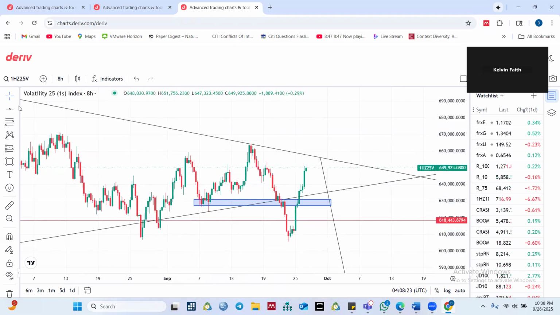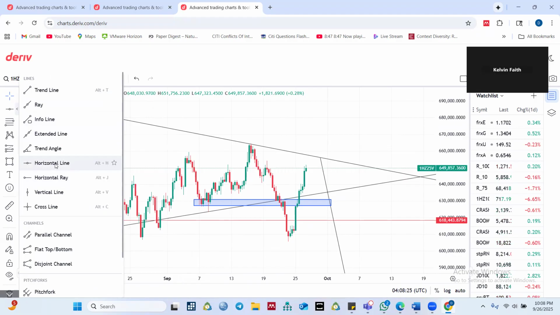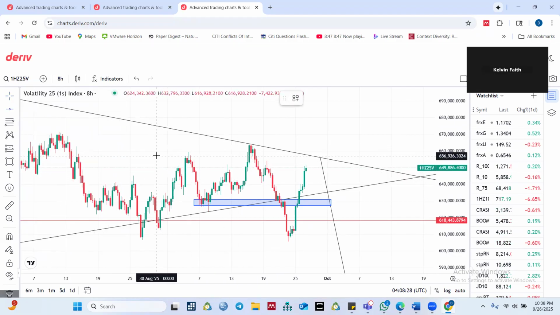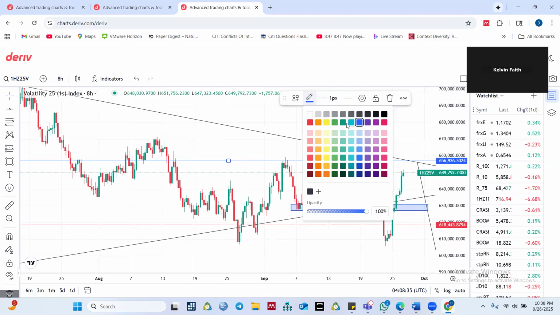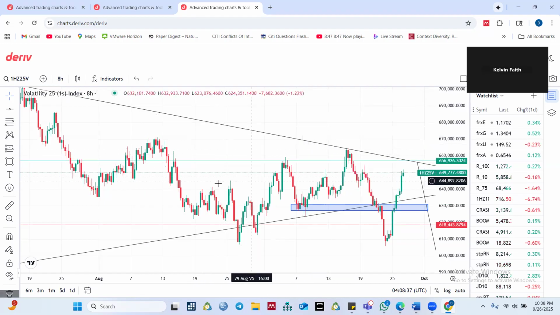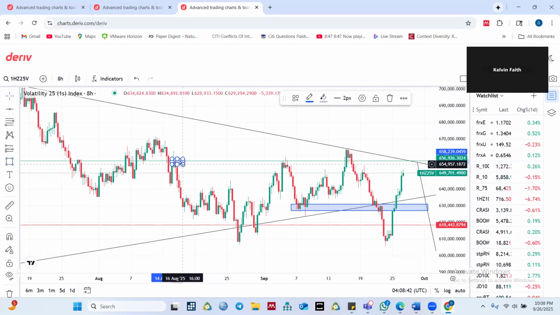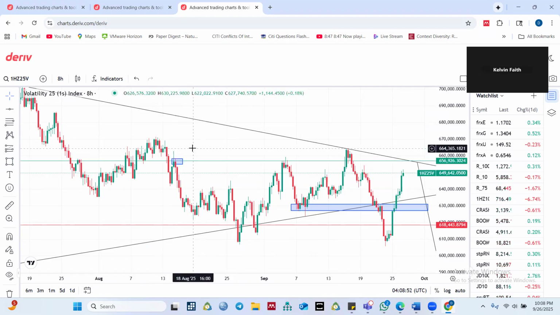Do we have a point that confluences? We have this area here, which I will make a blue line. Let me put a green line there. Off this price, we see a sell. Off this price, we see a sell. Off this price, we see a sell.